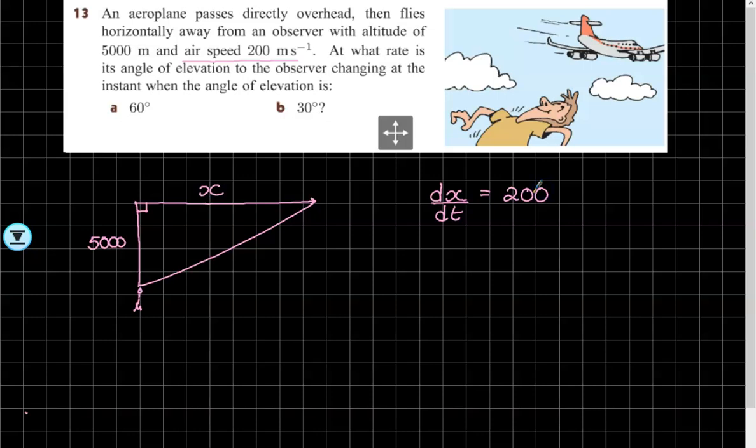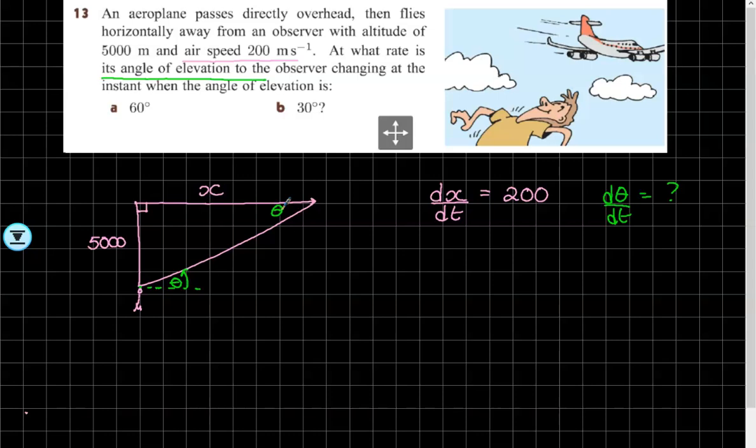At what rate is the angle of elevation? So we do want to find d theta by dt, but where is that theta on our diagram? Angle of elevation is the one that's going up. So technically your angle of elevation is that one. So how does that fit into my diagram? Right, top right. So if that's theta there.